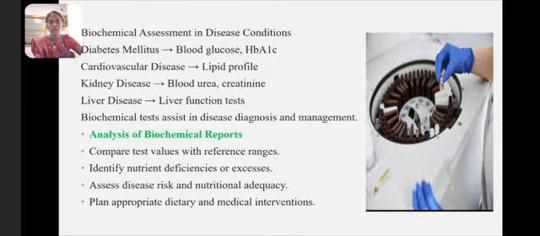So firstly, see about the deficiency conditions. If a person has diabetes mellitus, the test used is blood glucose by the HbA1c method. If cardiovascular disease, we use it to assess the lipid profile. If kidney disease, we assess the blood urea and creatinine level in the person's body. And for liver disease we have many liver function tests. They may detect the particular stage of liver disease.